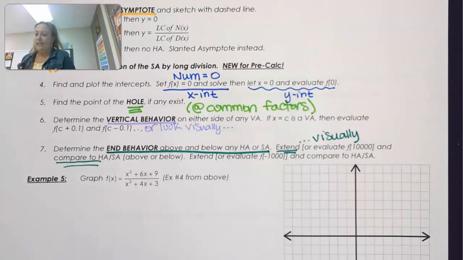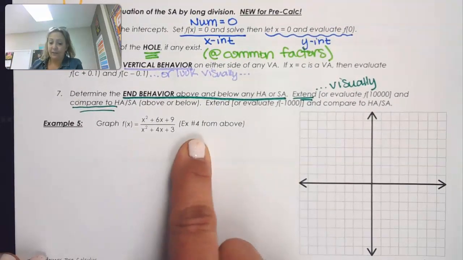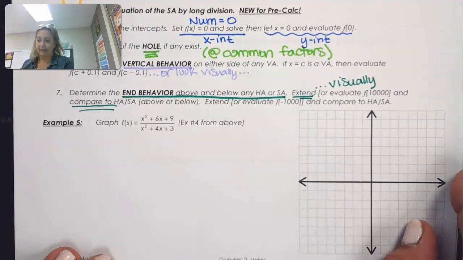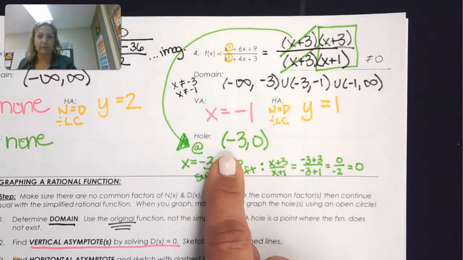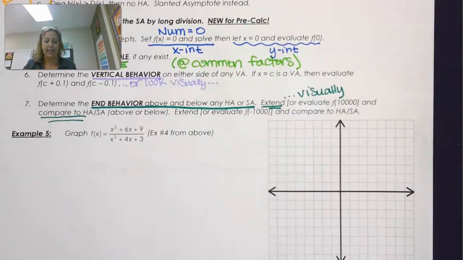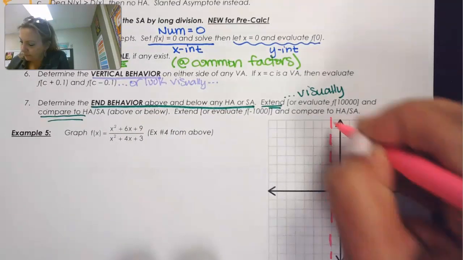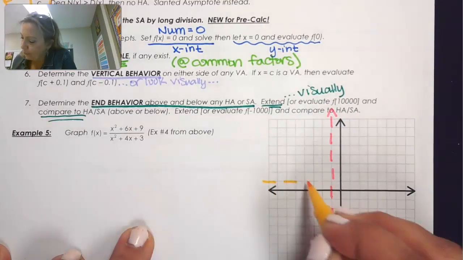Okay. So example 5, we're going to graph the function from example 4 above. We have a lot of those things from example 4. In example 4, we've already found the domain, and we've already found the vertical asymptote, the horizontal asymptote, and the hole, okay? So let's refer to that, and let's put that on our graph. So for our vertical asymptote, we said that that was at x equals -1. Our horizontal asymptote is at y equals 1.